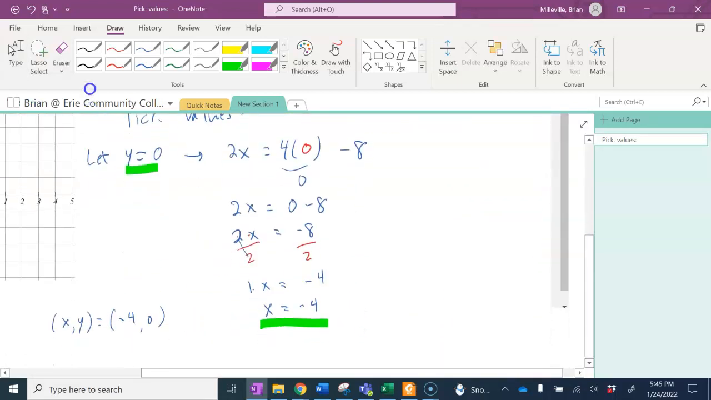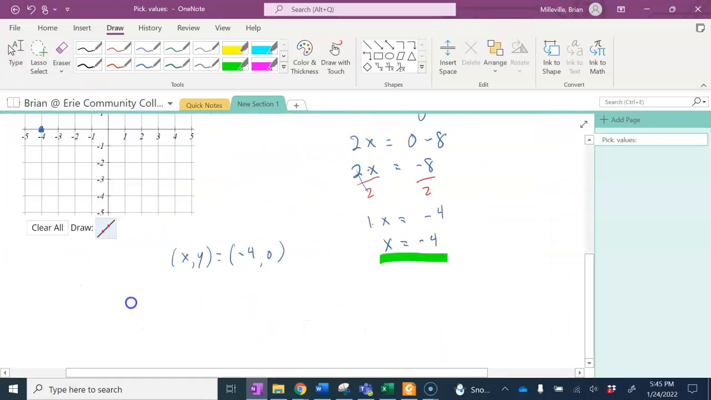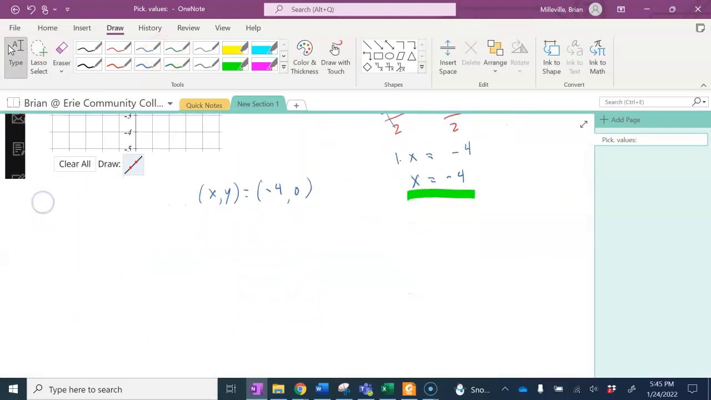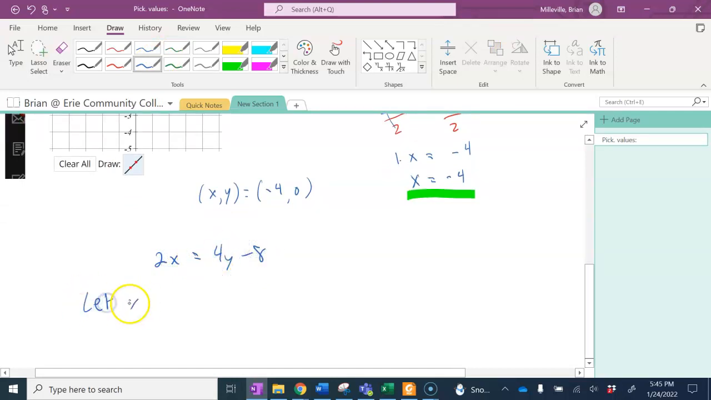Okay, didn't mean to do that. All right, back here. Let me scroll up. I'm going to write the equation down again. So we've got 2x equals 4y minus 8. This time I want to let x equal 0, and then we're going to plug it into the equation.